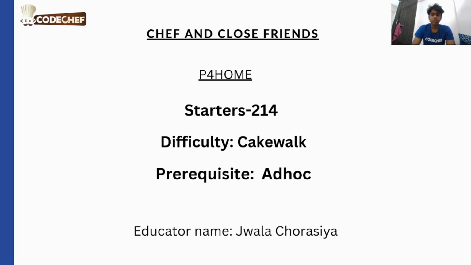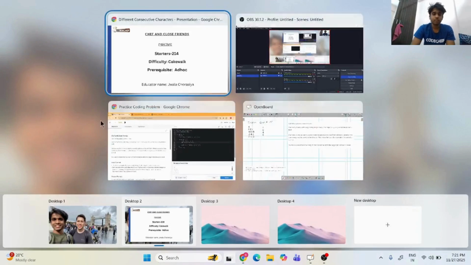Myself Jwala Chaurasia and today we are going to solve the problem which came in Starters 214. The name of the problem is Chef and Close Friends and the problem code is P4HOME. The difficulty rating of the problem is Cakewalk and the prerequisite is ad hoc. Let's start with reading the problem statement.